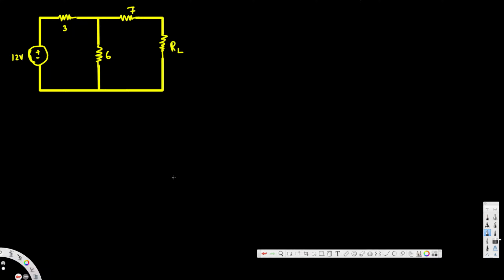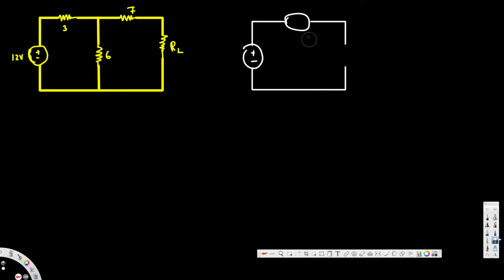In this video, we are going to see how to turn this circuit into a Norton equivalent circuit and a Thevenin equivalent circuit. Now let's look at the standard pattern of the Norton equivalent circuit and Thevenin equivalent circuit. For the Thevenin equivalent circuit, we have to have Thevenin voltage, Thevenin resistance, and also the load resistance. So this is going to be Thevenin voltage, and this is R Thevenin.